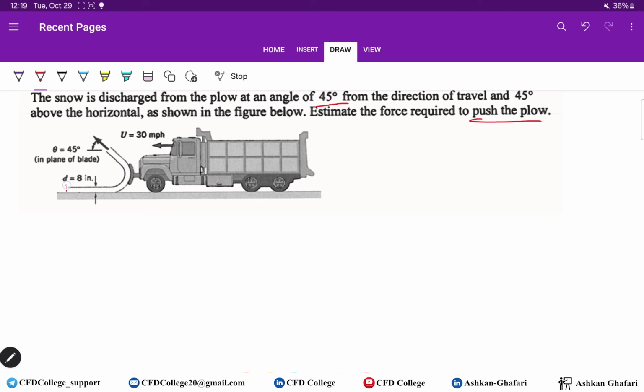It's obvious that the control volume should be like this. This is our flow. Forget about the snow. You can think this problem is a simple water jet, for example. So this is the control volume. This is the vane, for example, and here we have the jet entering the control volume, and here is the outlet.